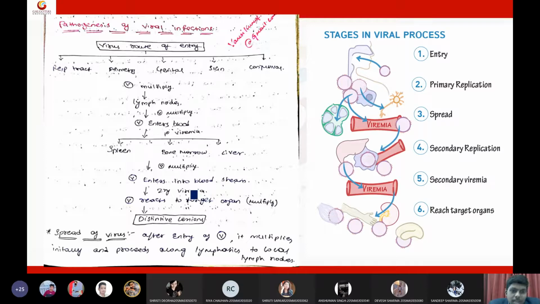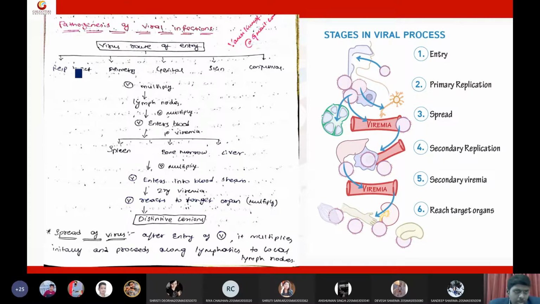After secondary viremia, the virus will go to its target organ. If it is hepatitis, it will go to the liver. If it is chickenpox, it will go to the skin. If it is polio, it will migrate to the spinal cord. So this is the pathogenesis of a viral infection. First, the virus will enter into the body.